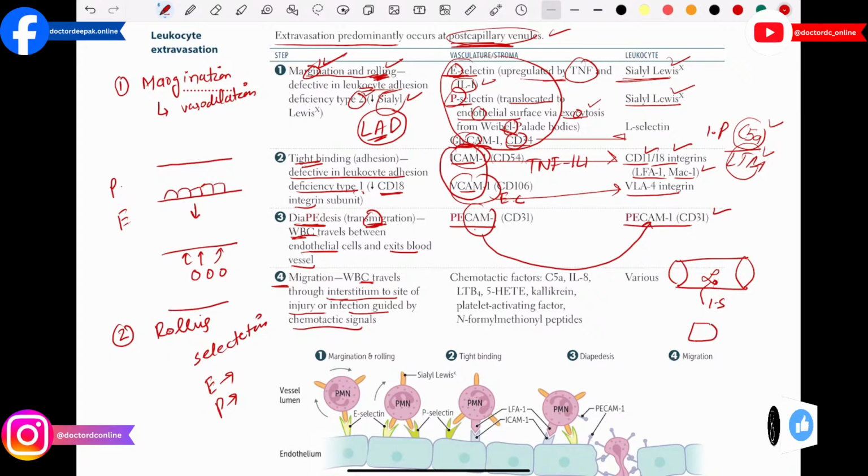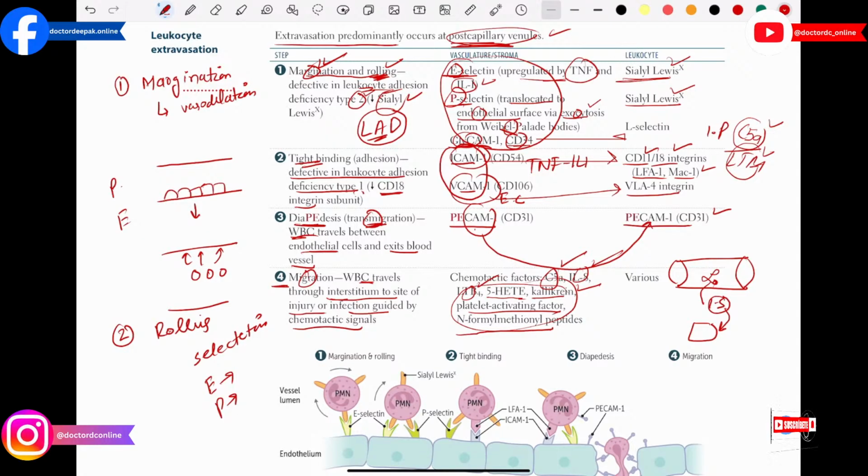And here is the example of injured tissue. So when the neutrophils reach this interstitial space, they will come toward this injured tissue. This is called migration, and this migration is going to occur with the help of chemotactic signals. Like we have the chemotactic factors C5a, interleukin 8, leukotriene B4, then we have 5-HETE, kallikrein, platelet activating factor, and N-formyl methionyl peptide. These are the chemotactic factors which are present in the injured area, and these are going to help migrate the neutrophils toward the injured tissue. So these are the important points which you guys have to remember.